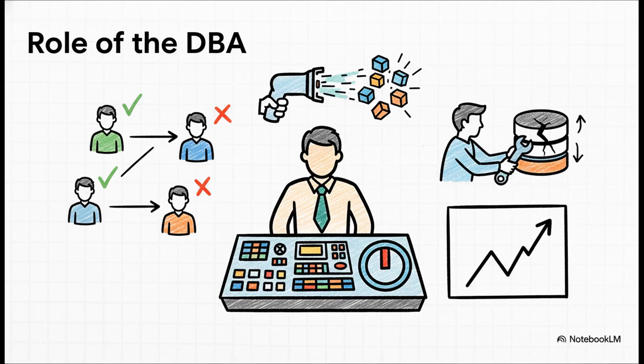Think of them as the guardian of the galaxy, but for data. They control everything. They decide who gets access, they make sure the data is accurate, they bring the system back to life if it crashes, and they're always looking for ways to make it run faster and better.